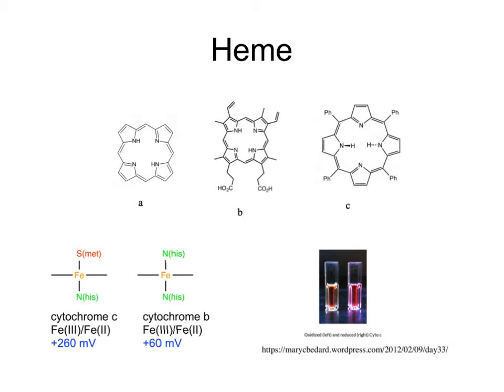The main takeaway I'd like you to get from this discussion of heme is the structure, that you've got this planar nitrogen macrocycle with different ligating groups axial to the porphyrin ring, and that those axial groups and the protein environment can cause significant redox potential changes that allow electron transfer reactions to take place.